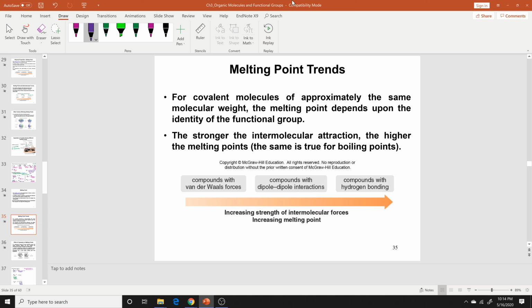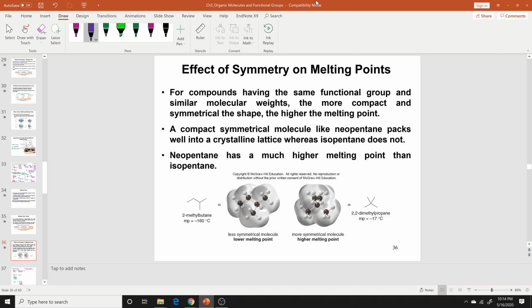If you're looking at a covalent bond that has the same molecular weight, if you're comparing between them, the melting point depends on the functional group and it depends on the type of intermolecular forces. So we're still going to say, as with the boiling point, the stronger the intermolecular attractions, the higher is the melting point. What differentiates the melting point from the boiling point is that with melting points, I am actually looking for a more symmetrical molecule.